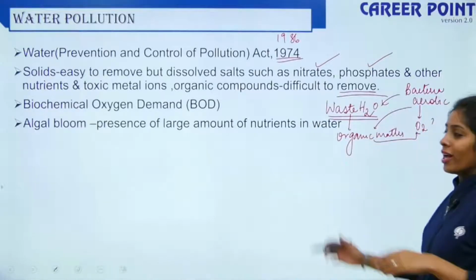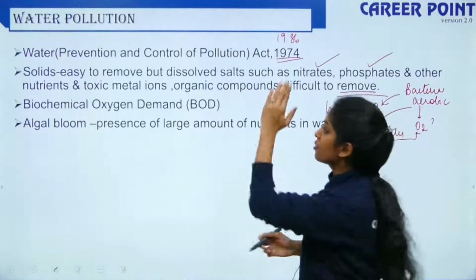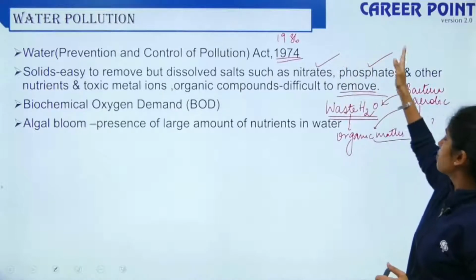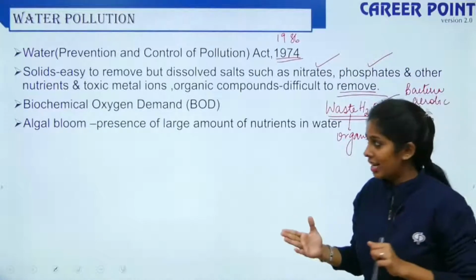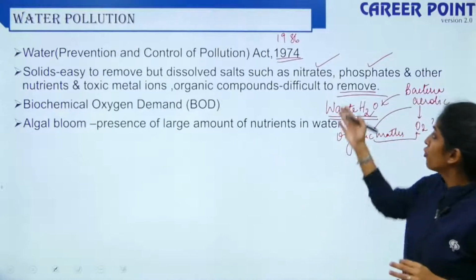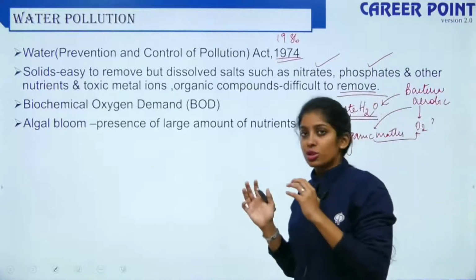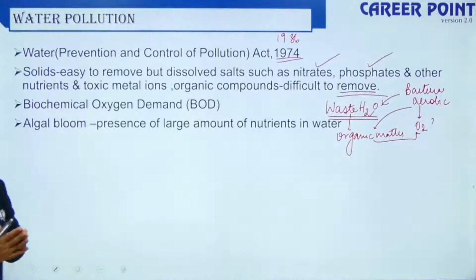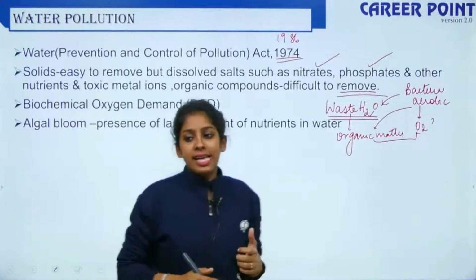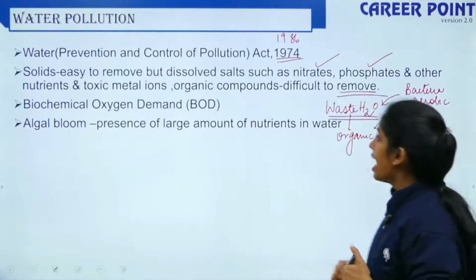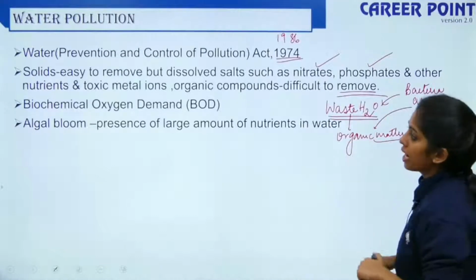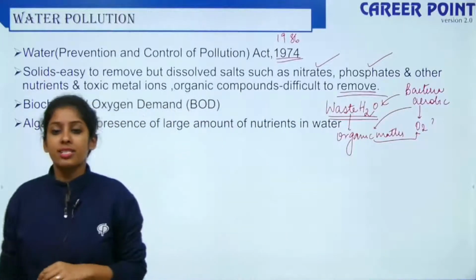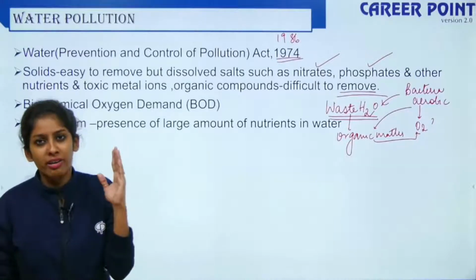So, algal bloom. When your water body houses so many ions and metal ions, and your nitrates, phosphates and others, it leads to the growth of algae. The presence of a large amount of nutrients in your water enables the growth of algae, and these algae grow so fast that they cover the entire water body and cause algal bloom. This algal bloom is harmful to the water quality as well as to fish mortality. Because they take up all the oxygen and all the space, it is very, very harmful.